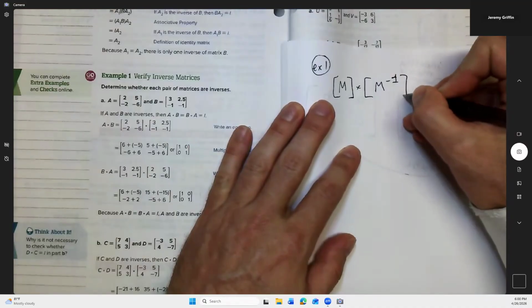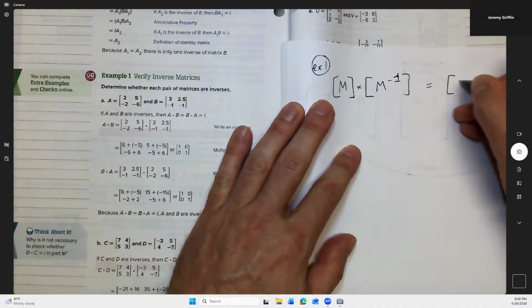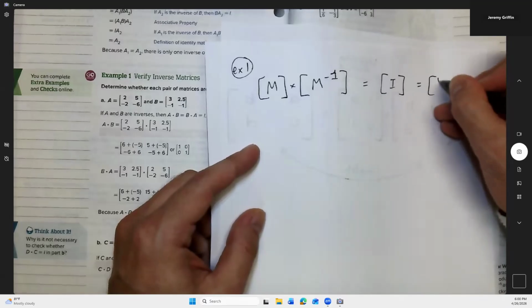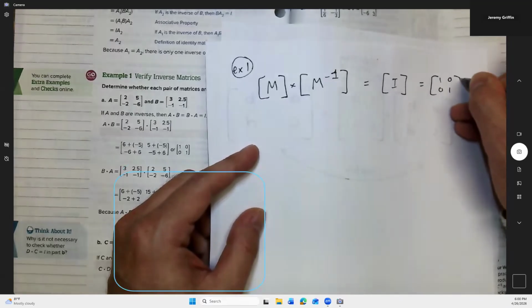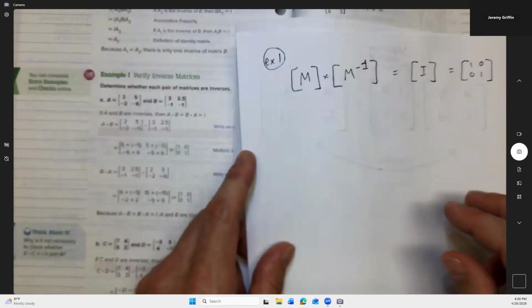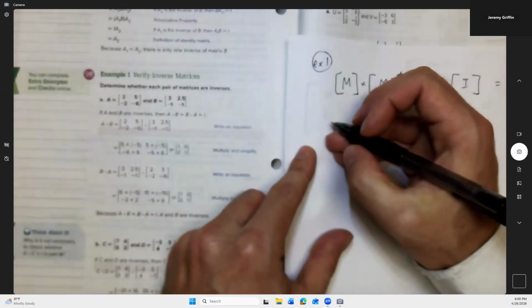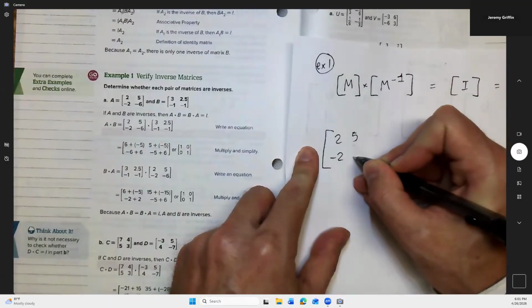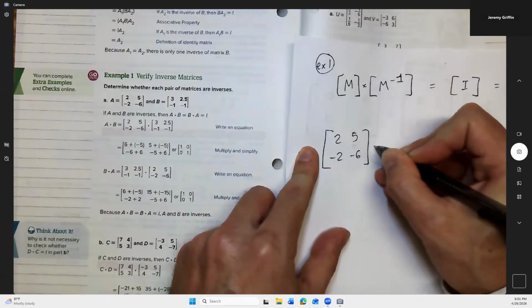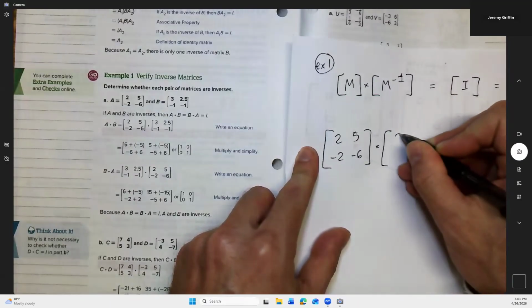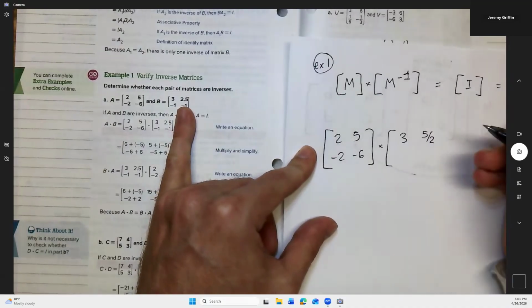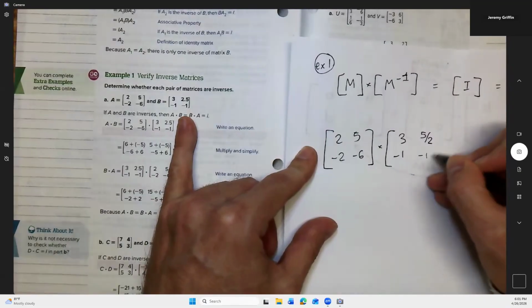So let's see if we get that out of these. They give us matrix A and matrix B. So let's go 2, 5, negative 2, negative 6, and multiply that by 3, 5 over 2, negative 1, negative 1.